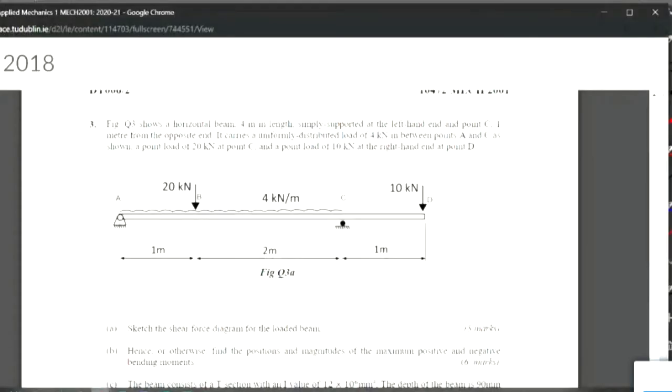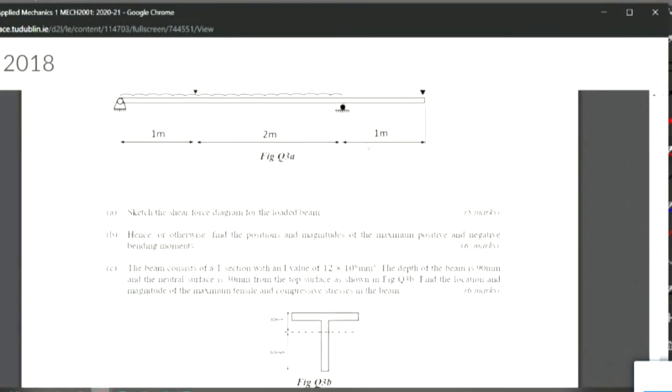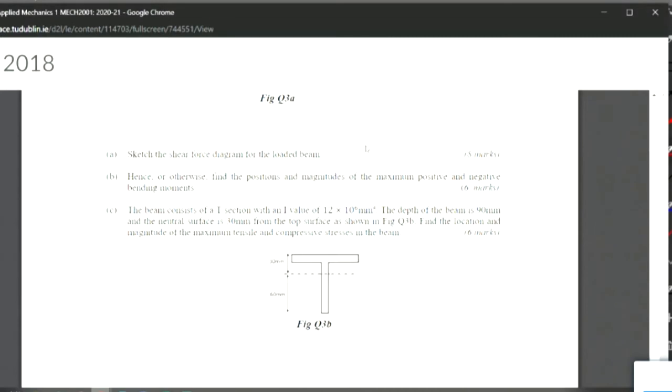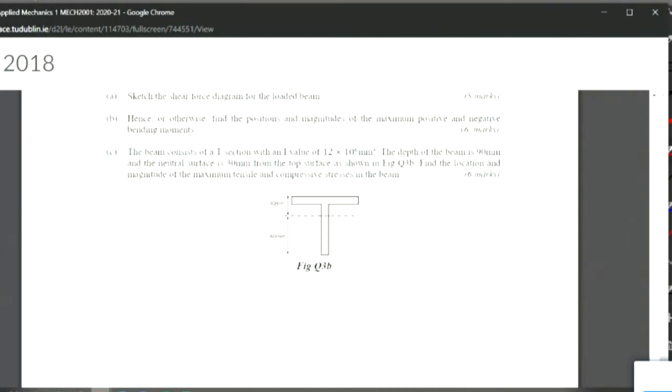Question. There's the question. Okay, so if we go down to the part, you would have got 8 marks for your shear force diagram, and you would have got 6 marks for finding the maximum position and magnitude of the maximum positive and negative bending moment. So you're asked for both. Okay, now let's look at the thing here.